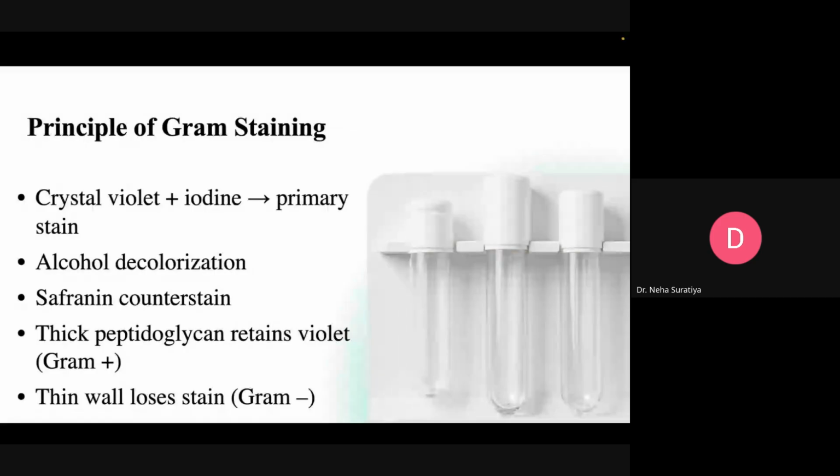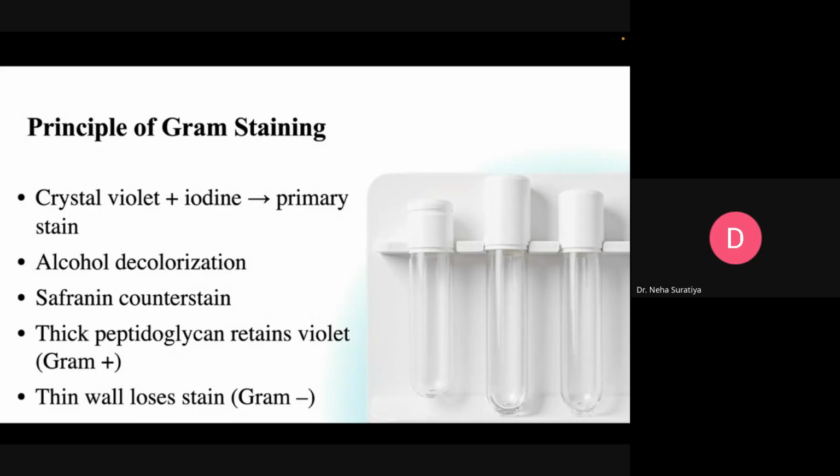Final result, what you will be having: a thick peptidoglycan wall that retains the violet color shows you gram positive. And a thin wall that loses the violet and turns pink lastly shows you gram negative. But see, in traditional practice, only purple color and pink color used to be written in the report. So we needed to interpret.